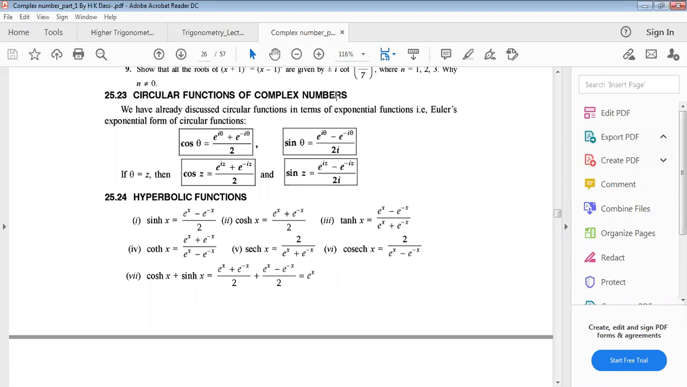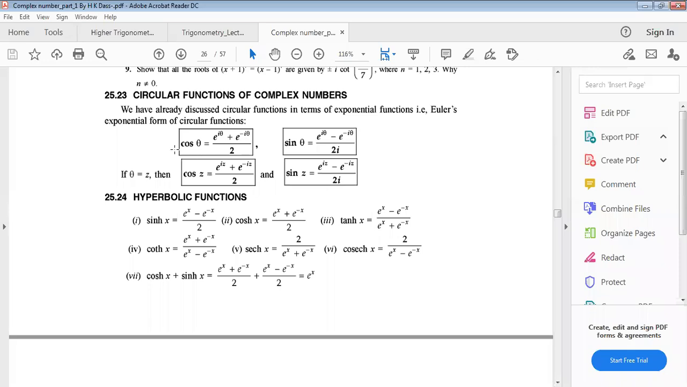One is circular. Circular means there is a circle. There will be a circle, and function you must know, there is independent variable, dependent variable, y equal to f of x types, and complex number. That means there will be a complex form of trigonometric function, and there will be a relation between trigonometric function and exponential function.